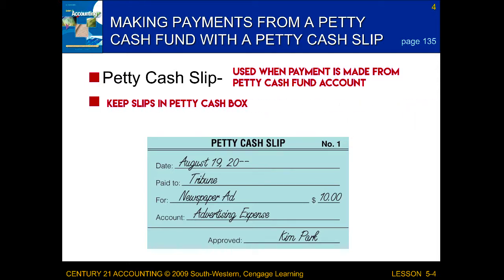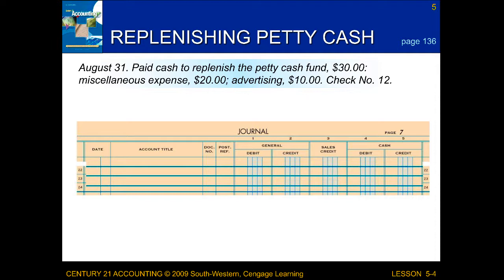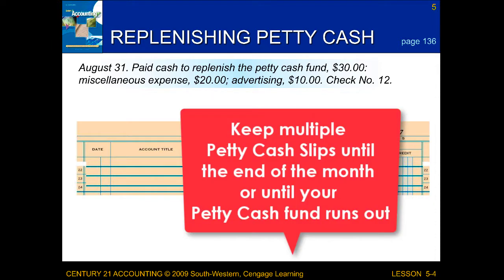You just write something on that little slip and you keep all of your slips in your petty cash box. And when you run out of money in your petty cash box, you can do all your journal entries and then you can replenish your petty cash fund like we just did on the last slide. So when you make a payment using a petty cash slip, that also has to be journalized. And like I said, you're going to keep multiple slips in there and just wait until your petty cash fund is depleted until you record them.